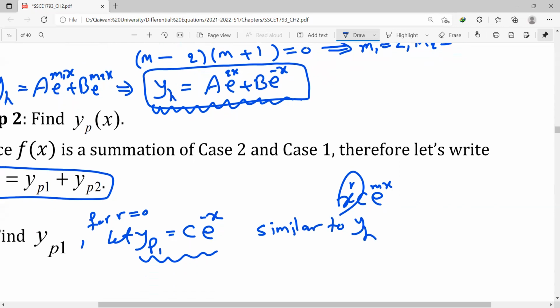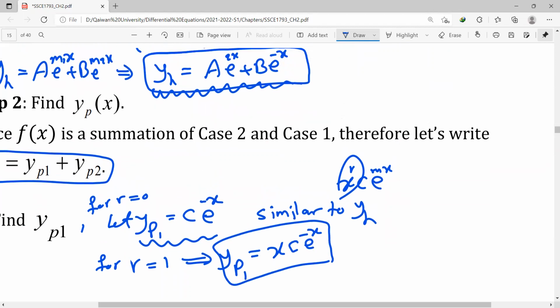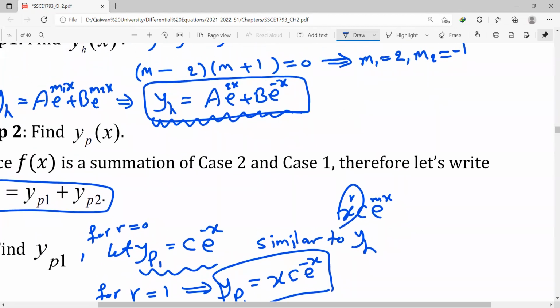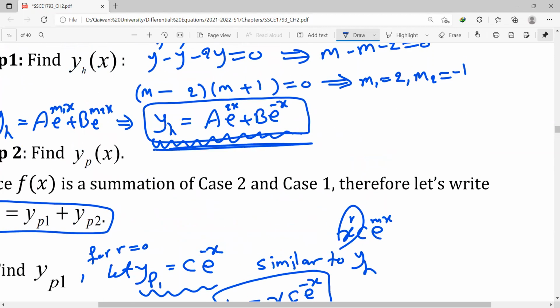It's similar to YH. So we choose R to be 1. We choose R to be 1. Then the particular solution yp1 becomes x c e to the power minus x. This is yp1. Is there similarity between this yp that you write down here with the homogeneous solution? Do you have any term in the homogeneous solution which is x multiplied by an exponential function to the power negative x? No, we have not.